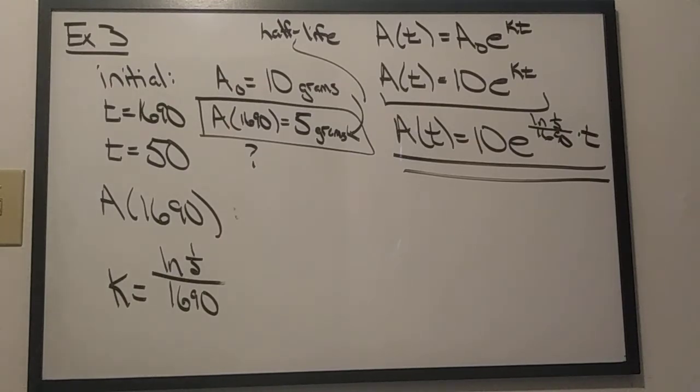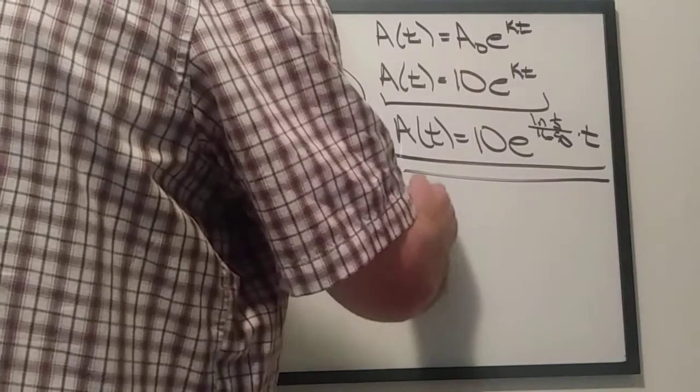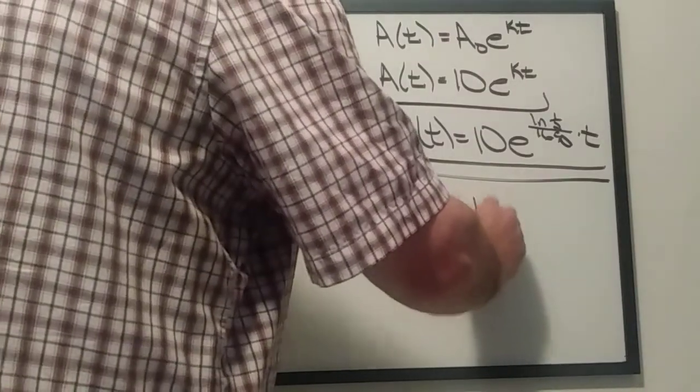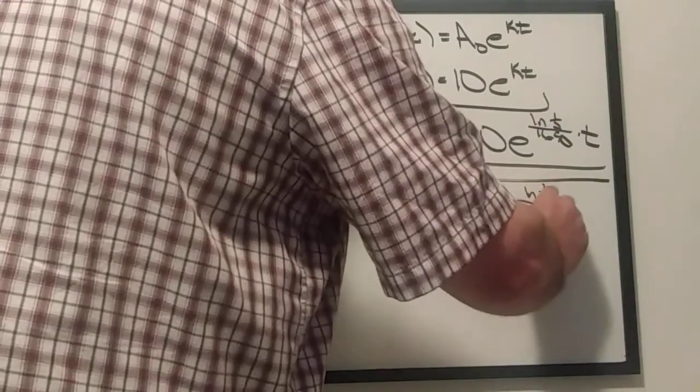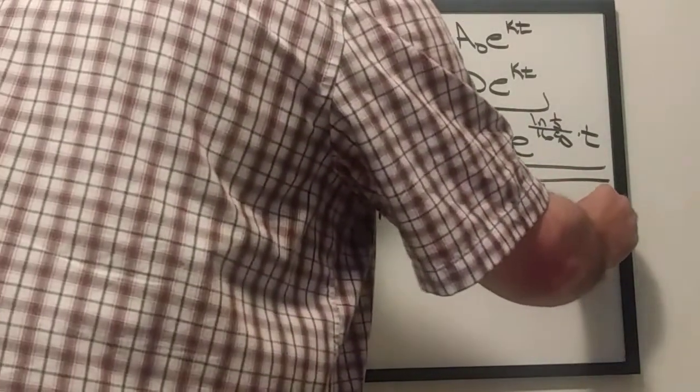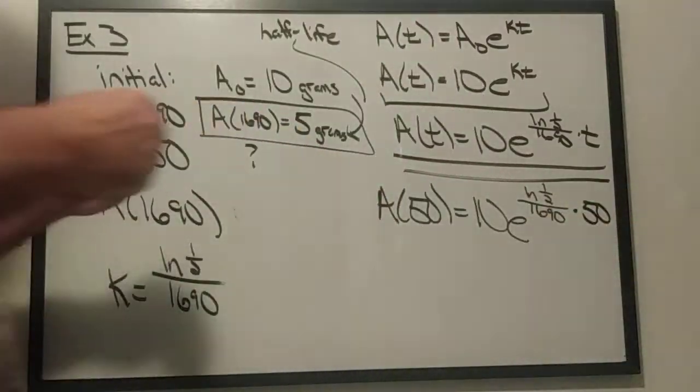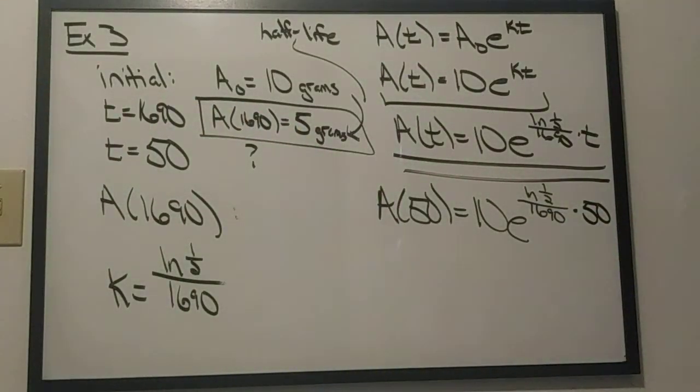So, okay, let's do it. We're going to have A of 50 equal to 10e to the natural log of 1/2, all divided by 1690, times 50. At this point, it's just a matter of typing into your calculator again. And again, personally, I would go ahead and do the exponent first, take e to that power, and then multiply that times 10. I'm going to write down the answer on this one, and you can check to see if you can get the same answer.